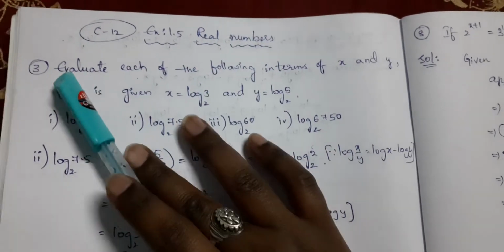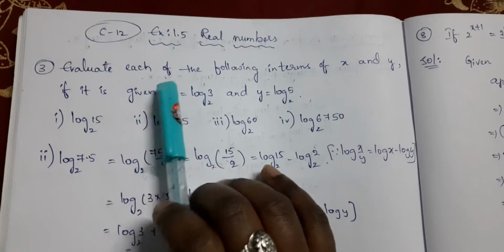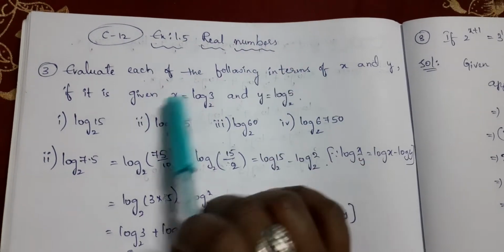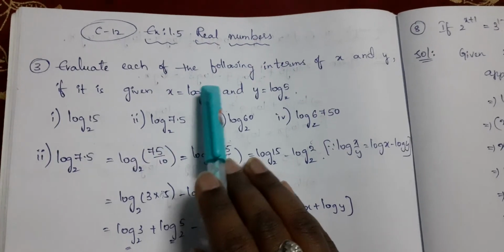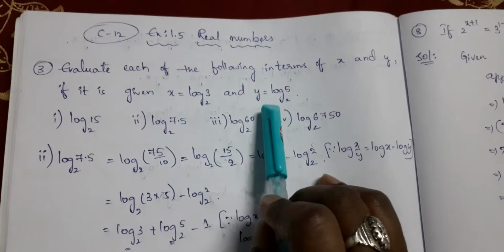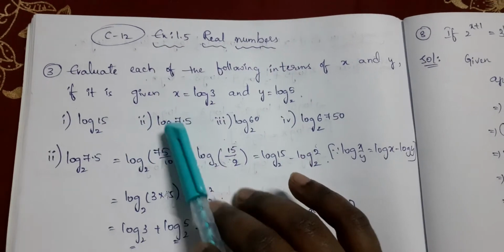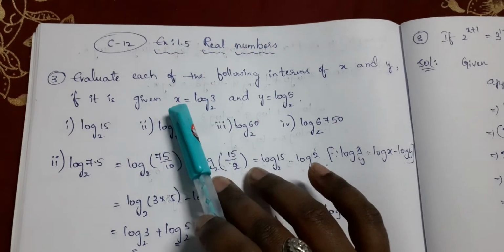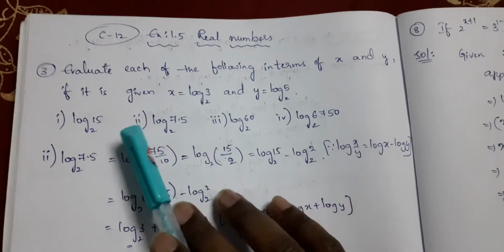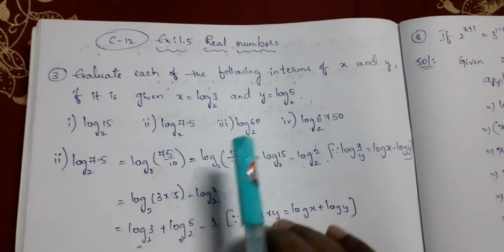So this is the third question in exercise 1.5. Just see the question. Evaluate each of the following in terms of x and y. It is given that x is equal to log 3 base 2 and y is equal to log 5 base 2. So with the given log values, we need to convert them in terms of x and y. I'm going to explain two problems.